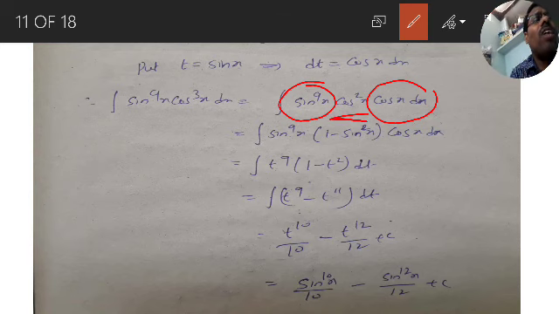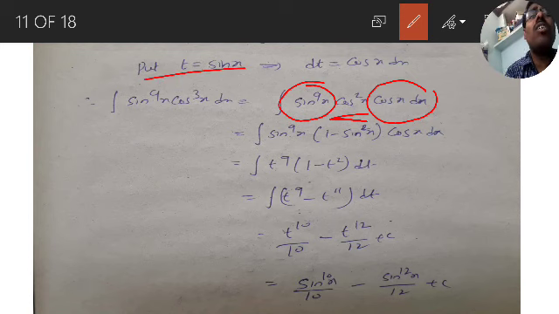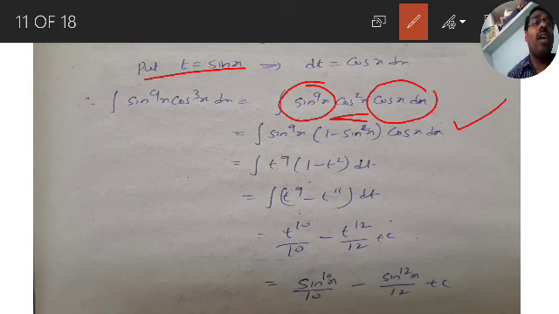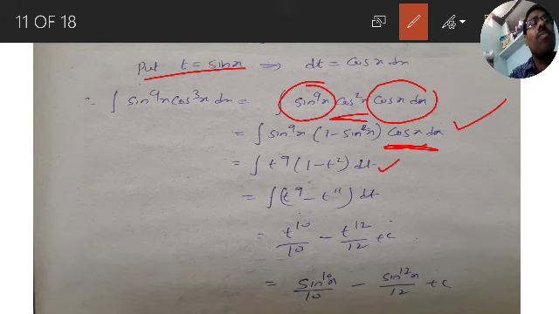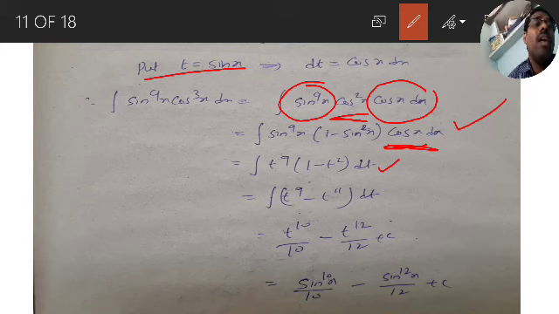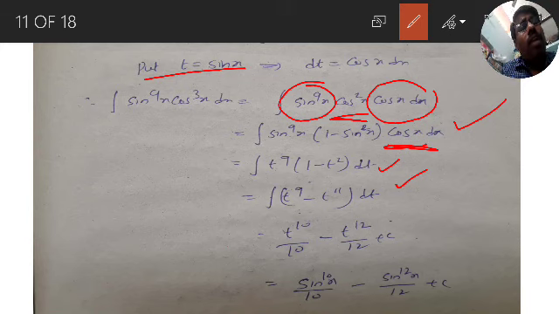So what is remaining? Only cos square. Write cos square equal to 1 minus sin square, because t is equal to sin x. So write sin power 9x into 1 minus sin square x into cos x dx. In place of sin x put t, that is t power of 9 into 1 minus t square, and cos x into dx is dt. So integration of t power 9 into 1 minus t square into dt. t power 9 into 1 is t power 9 and t power 9 into t square is t power 11. Now integration of t power 9 minus t power 11 dt.